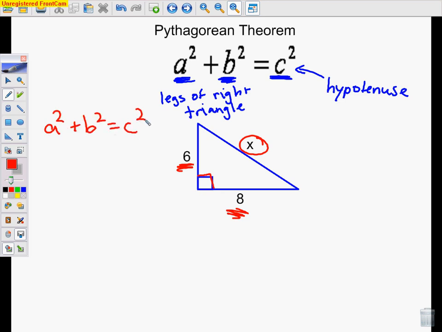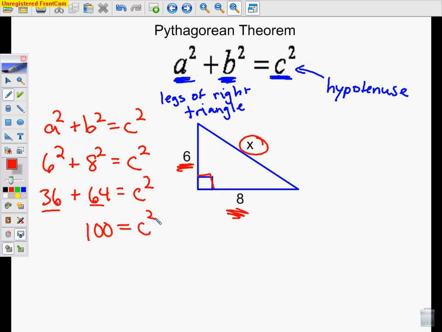Well, a is going to be one of the legs, doesn't matter which one. So 6 squared plus b squared, that'll be the other leg, 8 squared equals c squared. What is 6 squared? Well, that's 36. Plus what's 8 squared? Well, that's 64. And that equals c squared. Well, 36 plus 64 is a total of 100. So c squared is 100.